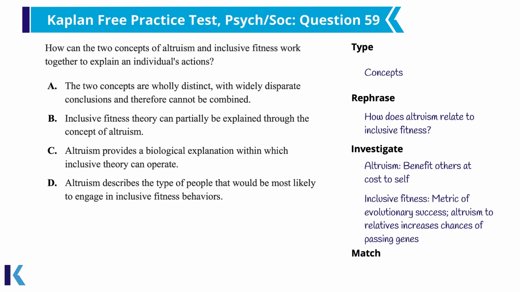Everyone that lives can continue to pass on their genes, keeping the traits from all the different monkeys in the pool. Turning to the answer choices, the only choice that matches my knowledge of these two concepts is B. A is definitely the opposite. C is switched in that inclusive theory is the biological explanation, not altruism. And finally, D is a distortion. It's not necessarily true that altruistic beings are the most likely type to be involved in inclusive fitness behaviors, even if altruism is a part of the inclusive fitness theory.